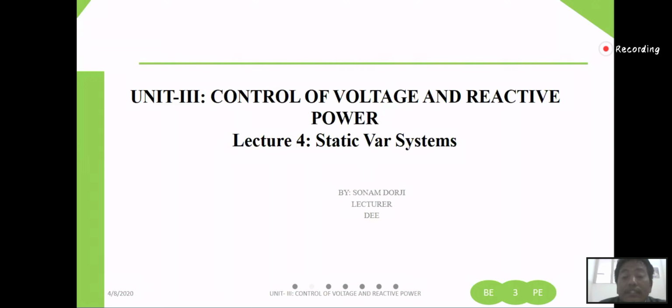The static VAR system characteristics, for example thyristor control and the VI characteristic, you might have learned in power electronics. Here we will not derive the equations for VDC or IDC. What we will do is use that device and its characteristics in the control of voltage and reactive power. So this static VAR system falls under active compensation.